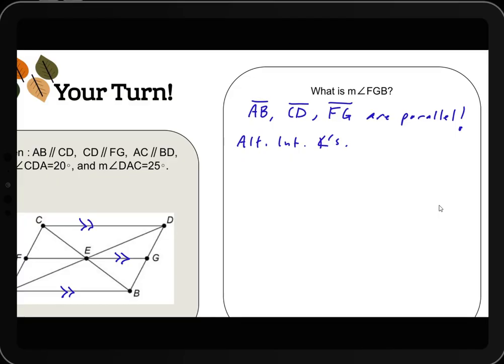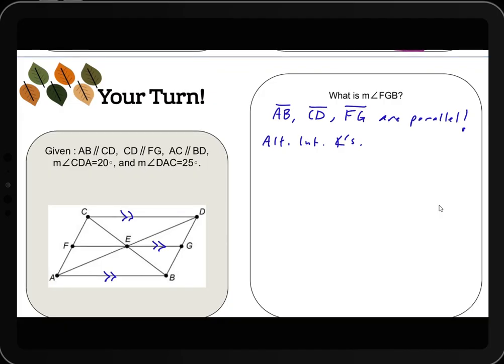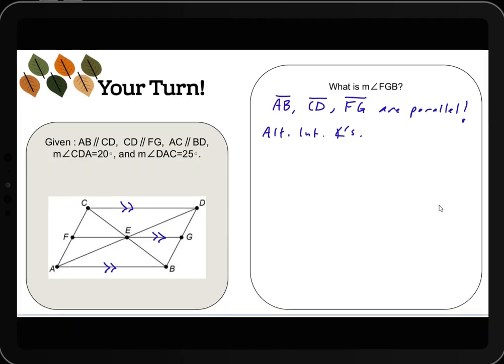So now what we're looking for is the measure of FGB. I want to make sure it's clear that we highlight what we're looking for. FGB is right here. That is now the angle we're looking for. Now we can go ahead and establish the facts. And what are the facts? That the measure of CDA, which is this angle right here, is 20 degrees, and the other measure they're giving us is DAC. DAC is this angle right here, which is 25 degrees.